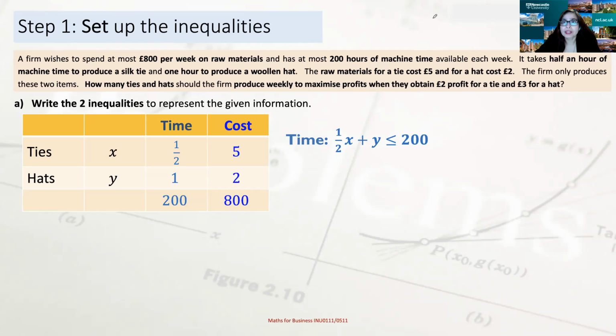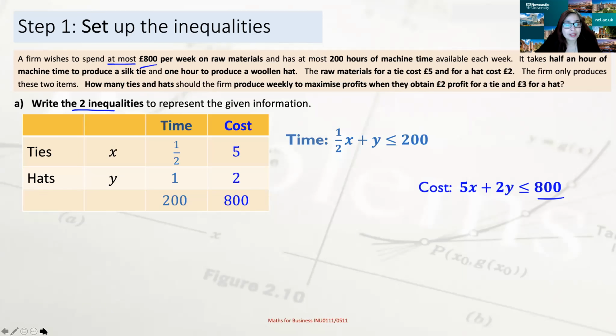plus 2y, but what is given to you? A firm wishes to spend at most, what does it mean? At most of 800 pounds. So you can use that to make your inequality. So it will be 5x plus 2y is less than or equal to 800, isn't it? So at most 800 pounds. So now you have two inequalities, as has been asked in your question, to represent this information.